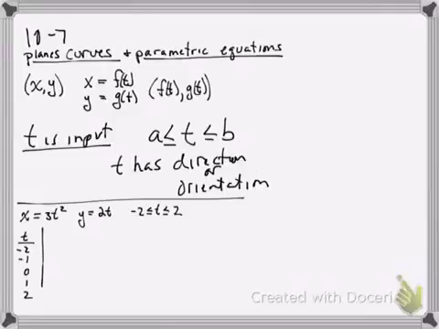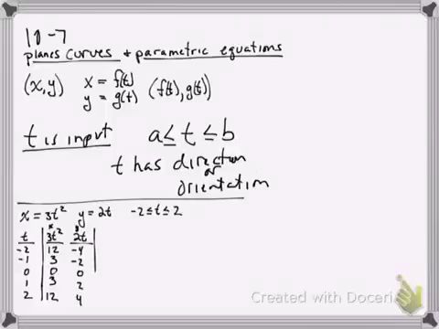And then we need to figure out what 3t squared will be, because that's our x. And we need to find out what 2t will be, because that's our y. So -2 squared is 4, so 3 times 4 is 12. -1 squared is 1, so times 3 is 3. 0, of course, will be 0. 1 will be 3, and 2 will be 12. And then for 2t, we're just doubling everything, so -4, -2, 0, 2, 4.